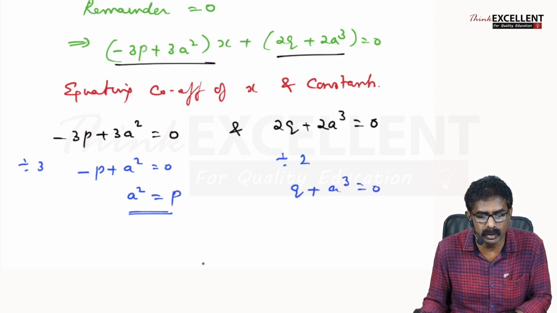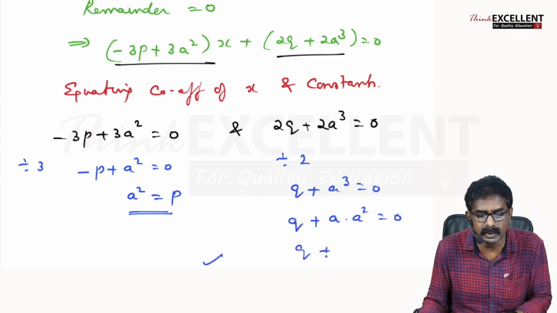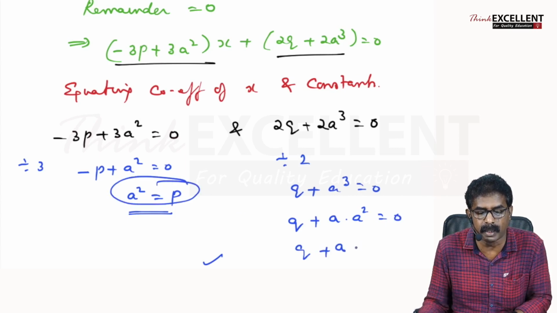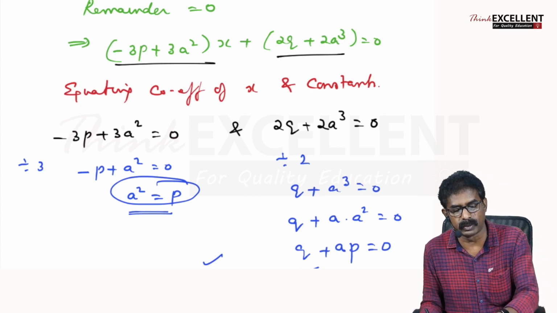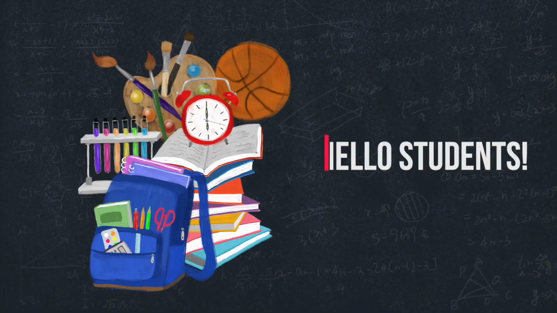In the answer, we want q and ap, so I want only one a. So q plus a cube, you split a cube into a into a square, equal to 0. That is q plus a into a square. A square can be replaced by p, equals 0. So you are getting ap plus q equal to 0. Okay, so you need to practice it, then only you can do that. Like that, a few more sums. We'll continue in the next class.